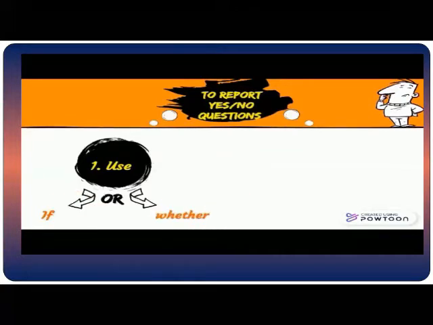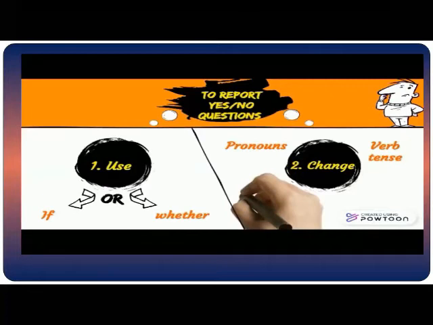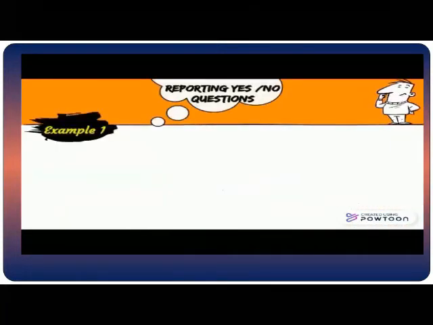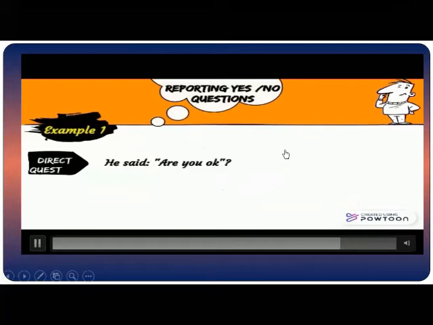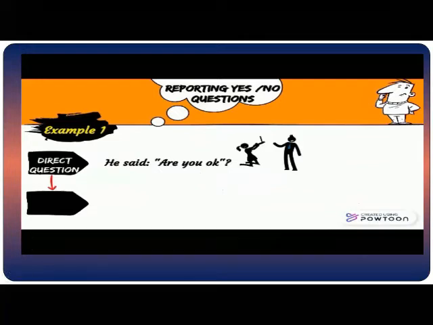We will use if with yes/no questions, or whether, and we'll change the pronoun, the verb, and the time and the place expression. He said, "Are you okay?" This is a yes/no question. It doesn't begin with what, where, when. Okay, so it's a yes/no question.